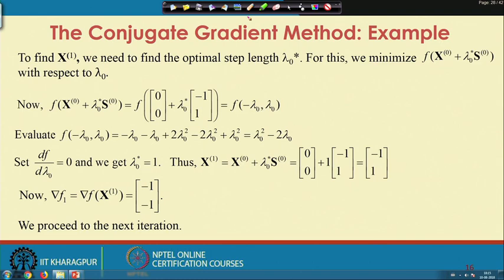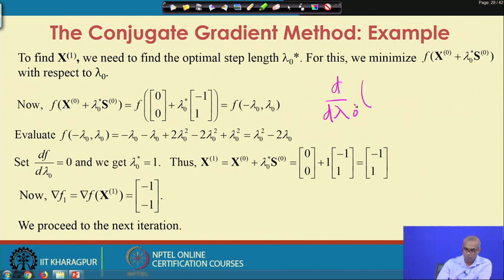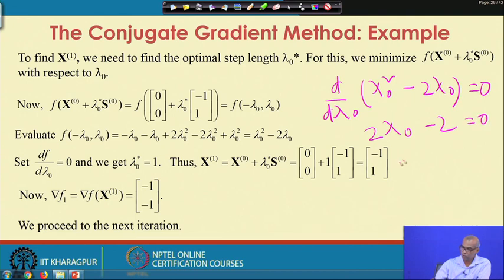To find the optimal lambda 0, we set the derivative with respect to lambda 0 of lambda 0 square minus 2 lambda 0 equal to 0. So, we get 2 lambda 0 minus 2 equal to 0, and then lambda 0 optimal is 2 by 2 equal to 1. So, we get lambda 0 star as 1.